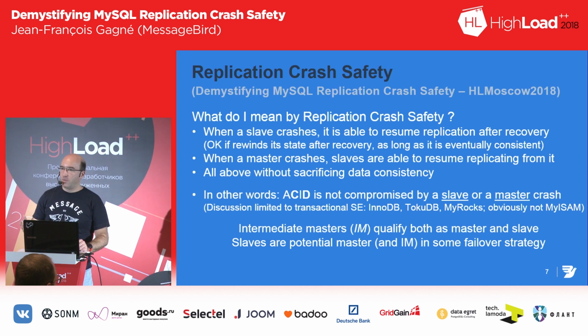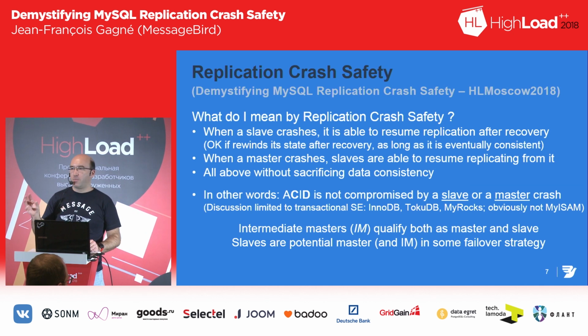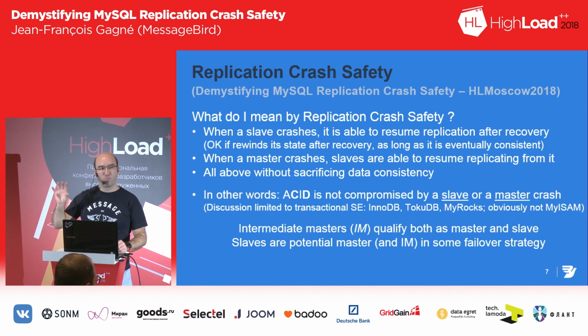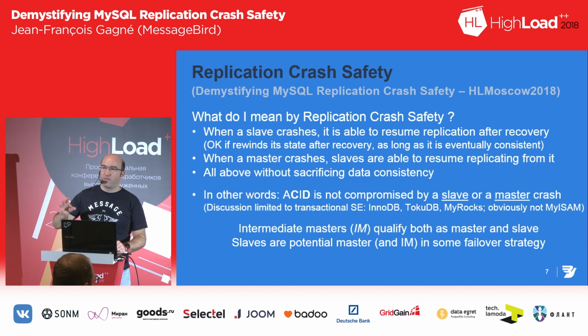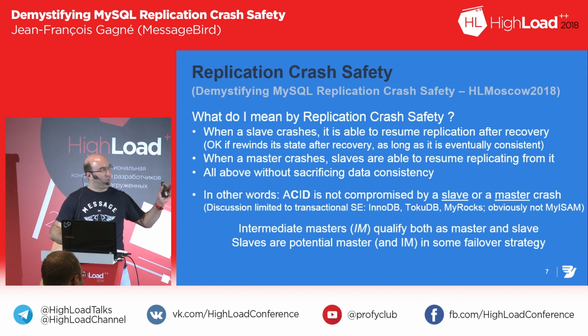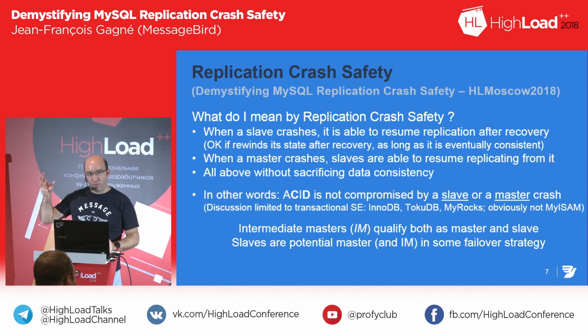So they need to respect both qualifications of crash safety. And depending on the way you fail over a master, sometimes the master fails and it's not possible to recover, so we promote a slave as a new master. So we have to remember that slaves are potential candidate masters depending on the failover scenario. Even if slaves only behave like slaves concerning replication crash safety, they could be a master in the future, so we have to keep that in mind.